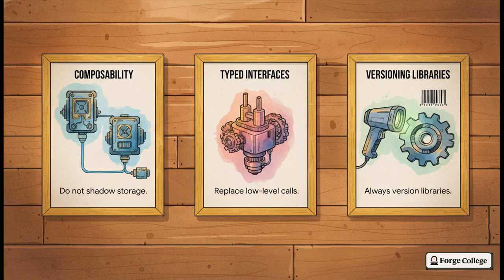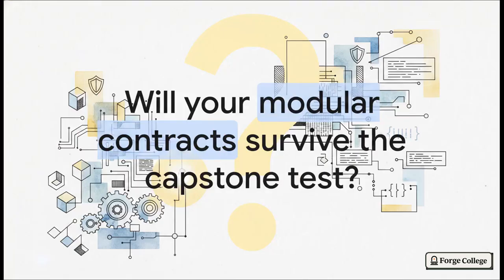So let's quickly recap our golden rules for extending modular contracts. Stick to these, and your code remains completely reusable and bug-free. Number 1, do not shadow storage. Prefer composition instead. Number 2, replace those fragile low-level calls with explicit typed interfaces. And number 3, always version your libraries to enforce runtime compatibility checks. The tools and the patterns are now officially in your hands. But the real question is, will your modular contract survive the ultimate test of the capstone deployment? I have a feeling they will.